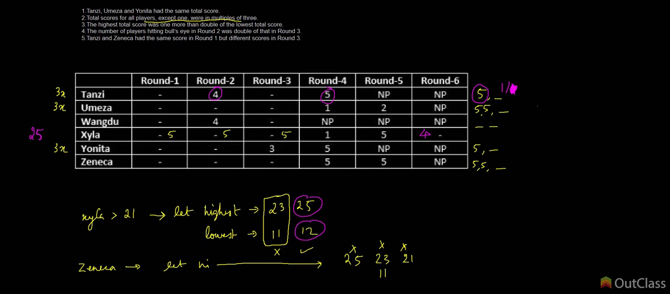So Tanzi has 5 1 5 4 in some order with a sum of 15, and so does Umeza, and so does Yonita. They're all at 15. Zeneca we know is about 20, so the person with the lowest 12 has to be Wangdu. And for Wangdu to get a 12 and not have any of the bonus rounds, Wangdu should have done 4 4 4. That is the only possibility.